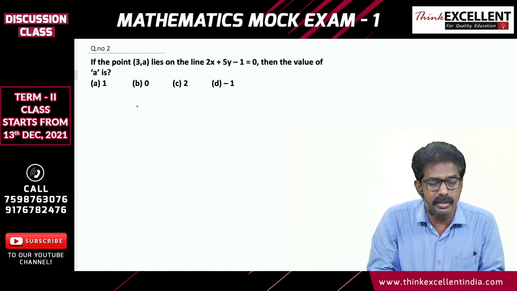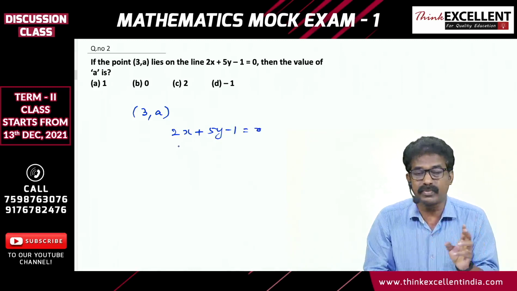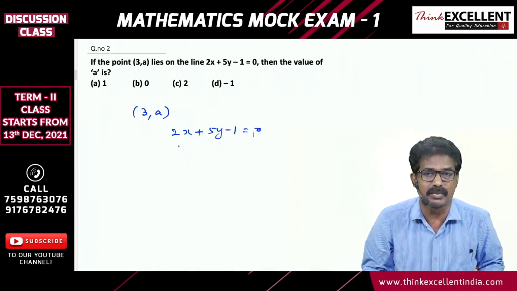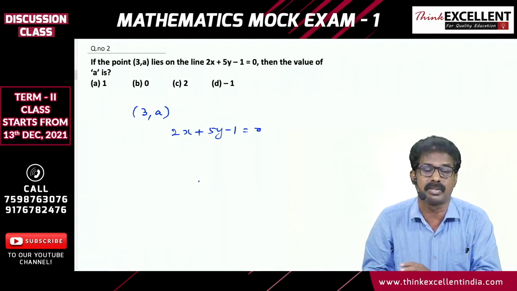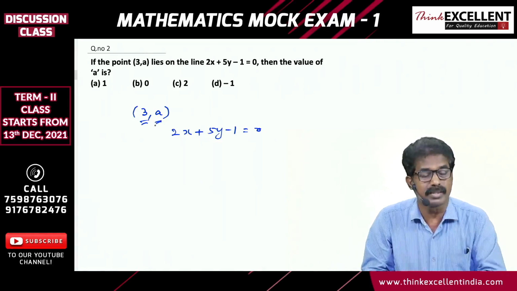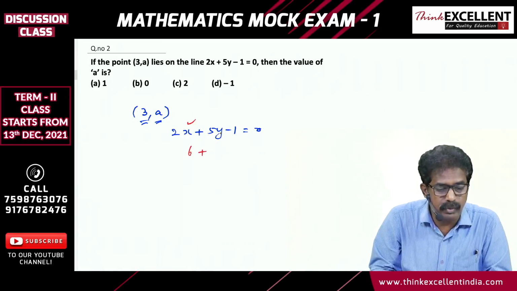If the point 3, a lies on the line 2x plus 5y minus 1 equal to 0. So please listen here. They asked to find the value of a, right? A point lies on a line means the point must satisfy the equation, right? So meaning for x you put 3 and y you put a, it must satisfy. So substitute and see. For x you are giving 3. So 3 2s are 6. Plus for y you give a.